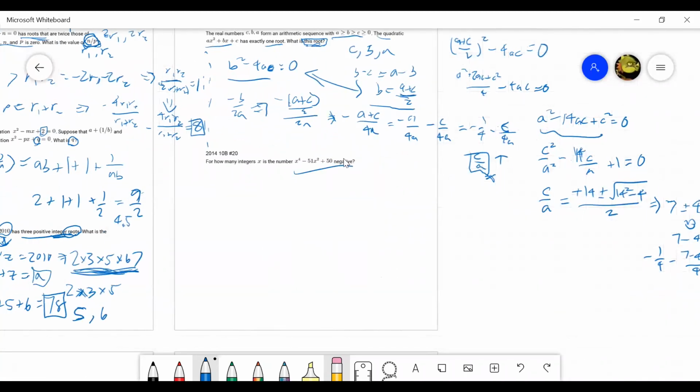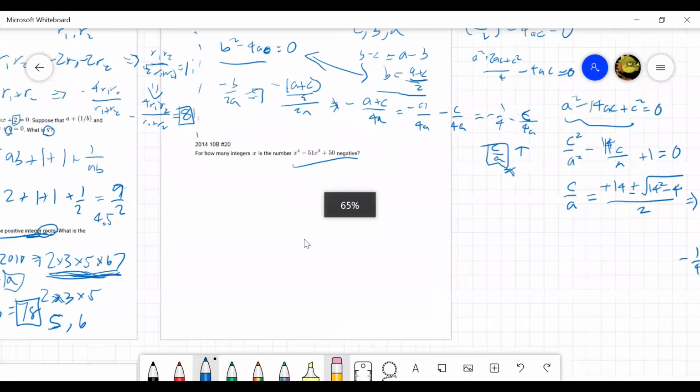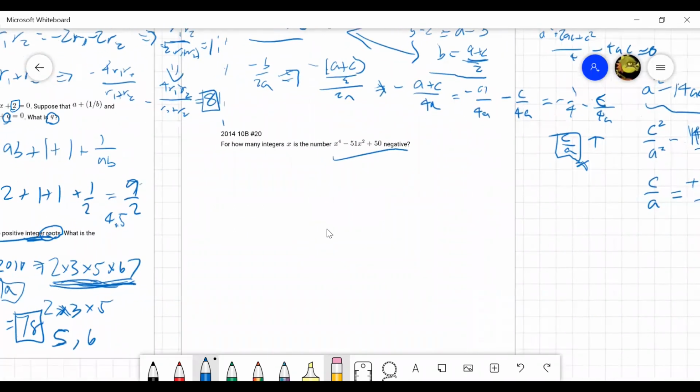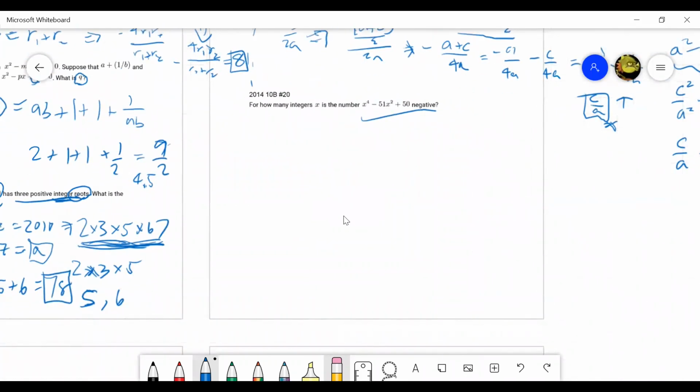It says, how many integers x make this negative? And this is x to the 4th minus 51x squared plus 50. And I guess the key idea here is you have to factor the equation into a product of expressions, because products are easier to work with than sums when it comes to finding their signs, since you only have to deal with the signs of each individual part.